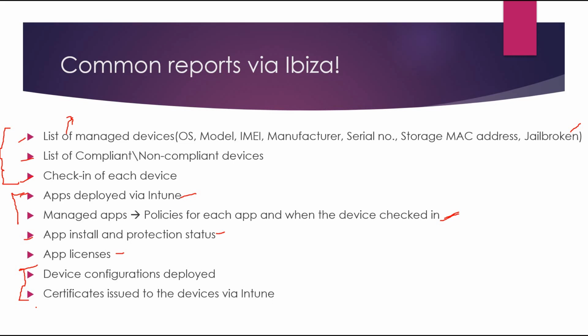So we can get a report which would show all the device configuration profiles deployed to all the devices, and then all the certificates that are issued to the devices as well via Intune. This last parameter is something which we did not have, I think, a couple of years back, but sometime from 2019, I have started seeing that that tab is also there, which shows us the certificates that have been deployed to the device from Intune, may that be a SCEP cert or PKCS cert or whatever.